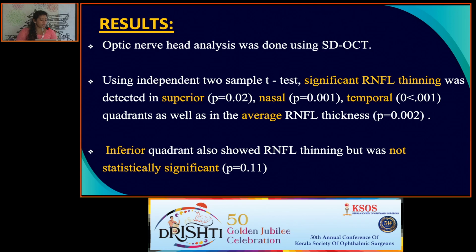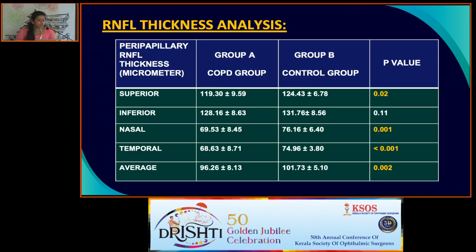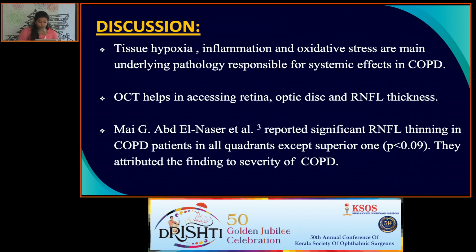Using an independent two-sample t-test, significant RNFL thinning was detected in the superior, nasal, and temporal quadrants as well as in the average RNFL thickness. The inferior quadrant also showed RNFL thinning, but it was not statistically significant. This is a table showing the RNFL thickness analysis between the COPD group and the control group. All the quadrants except the inferior quadrant showed thinning with a statistically significant p-value.